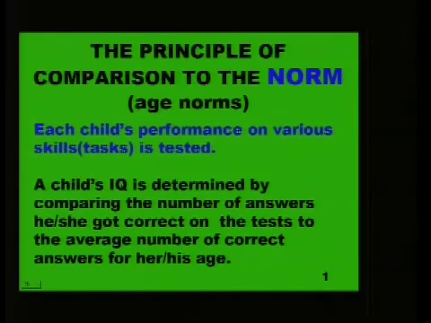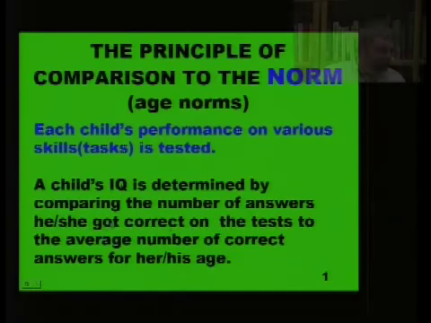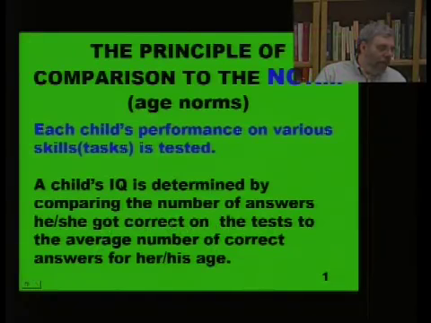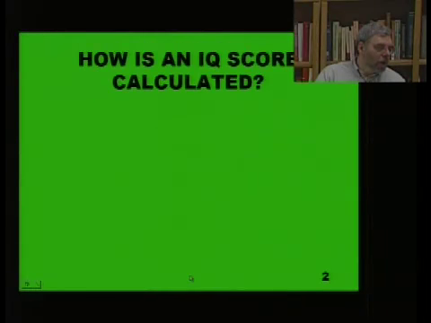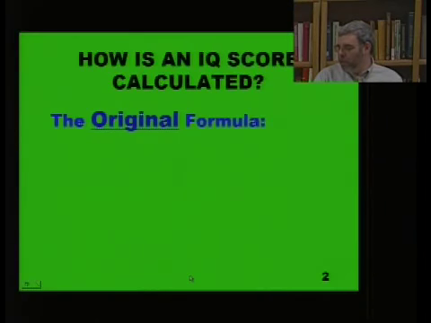A child's IQ is determined then by comparing the number of answers he or she got correct on the test to the average number of correct answers for her or his age. That's not a proper use of the word got, but never mind. See, he, she, I just do it in alphabetical order, and it comes out all even. So the question is, how is IQ score calculated? Here's the original formula.